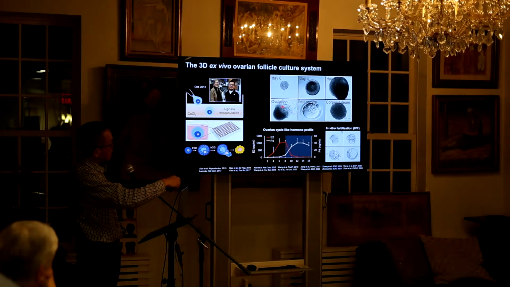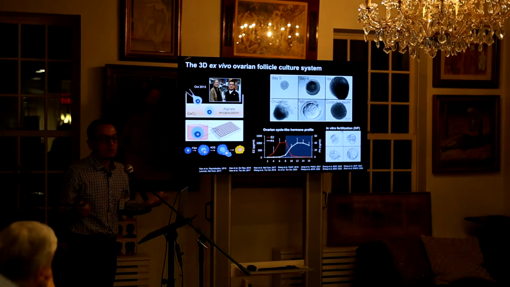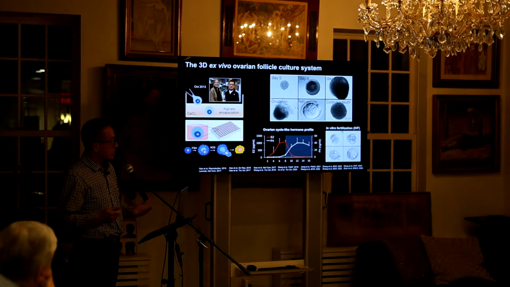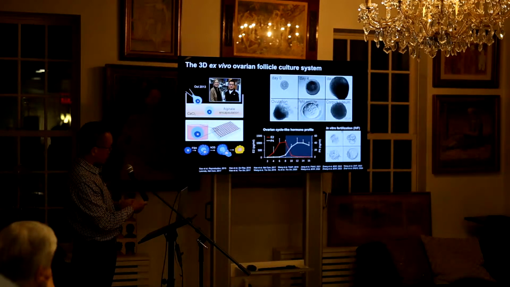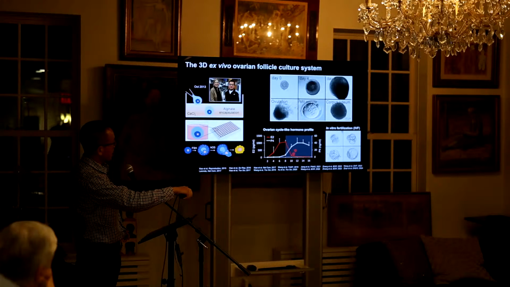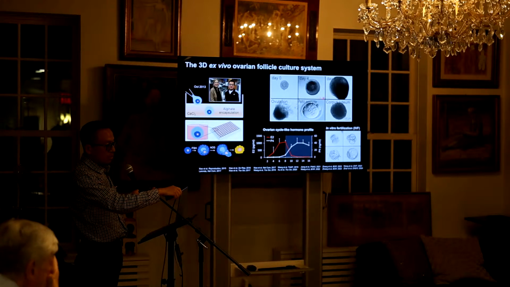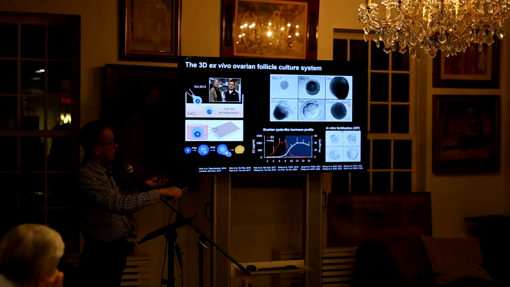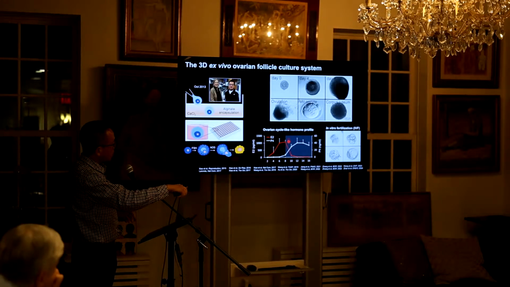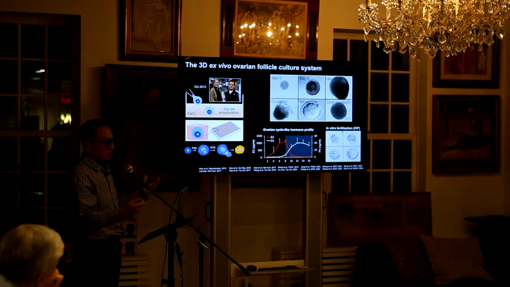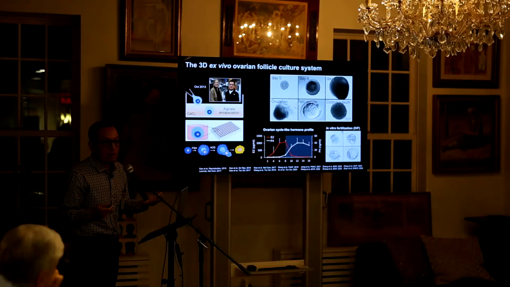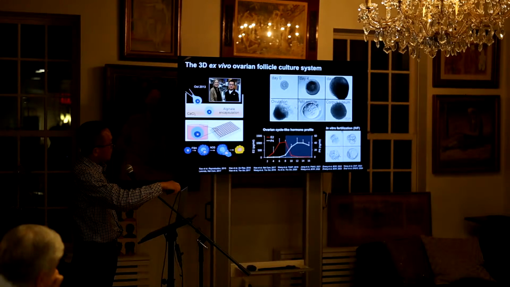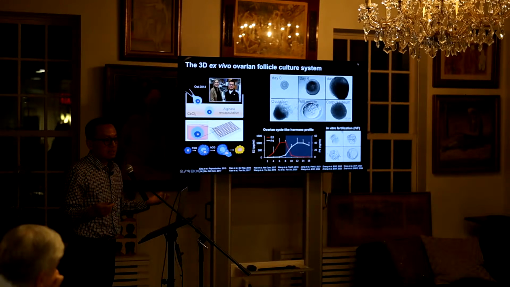And after ovulation, the remaining somatic cells can also luteinize and secrete a lot of progesterone. If you see the ELISA data right here, overall the follicles secrete more and more estradiol to mimic the follicular phase, or the proliferative phase if you look at the uterus. And then here is the ovulation time, and after ovulation, the corpus luteum, or we call it corpus luteum spheroid, secretes more progesterone. So overall, this pattern can mimic what is happening in vivo.